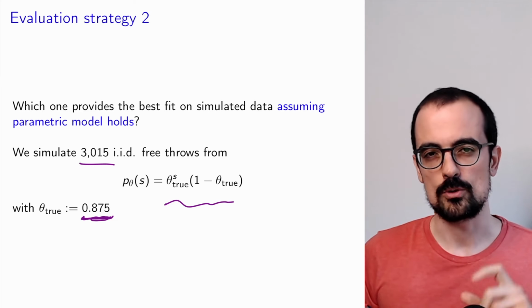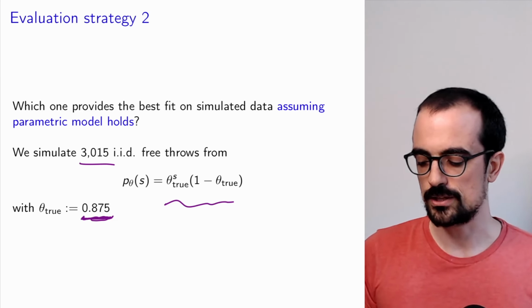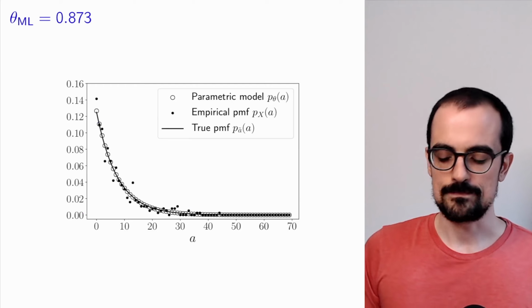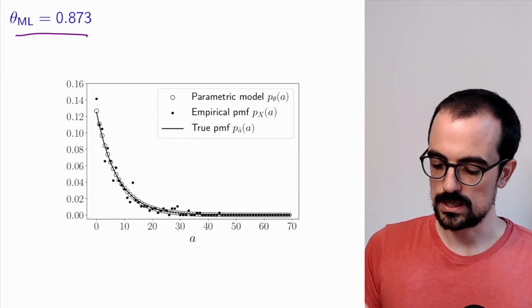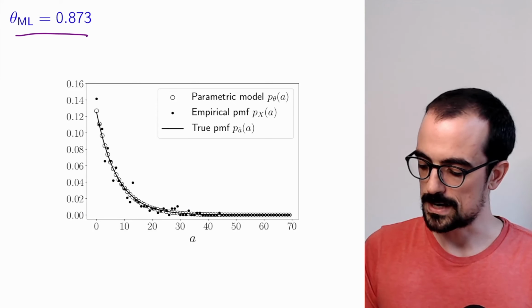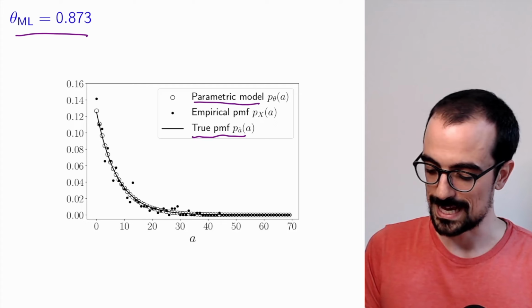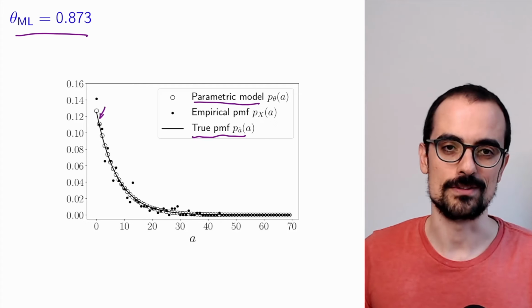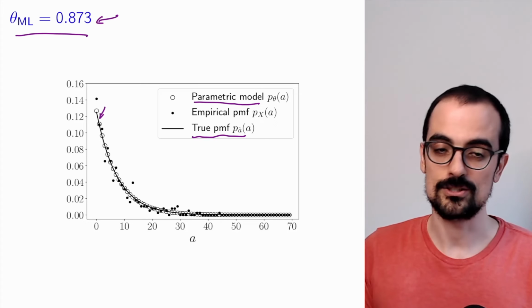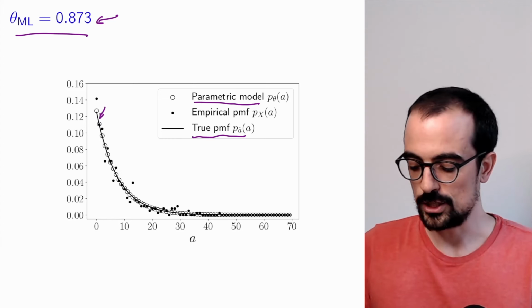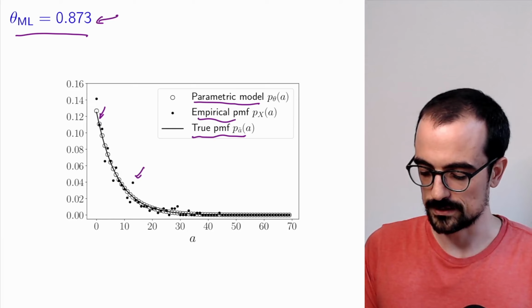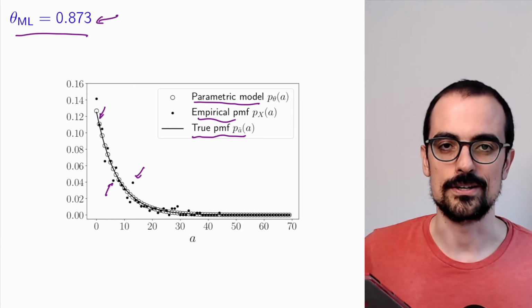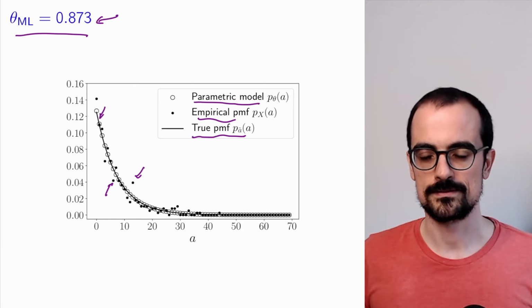If I do that, we already discussed this a little bit at the end of the video on maximum likelihood. I get this maximum likelihood estimate. The parametric model is amazing when you compare it to the true PMF, which is this black line. It's essentially on top of the line, right? Because the parameter is actually very close to the true parameter. In contrast, the empirical PMF is much worse, right? It's very different from the true PMF.